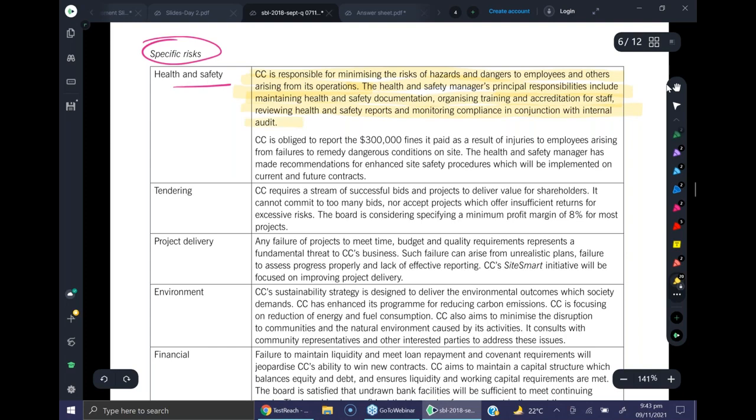CC is obliged to report the $300,000 fines it paid as a result of injuries to employees arising from failure to remedy dangerous conditions on site. The health and safety manager has made recommendations for enhanced site safety procedures, which will be implemented on current and future contracts. So they have already paid fines of $300,000, which is a lot of fine.